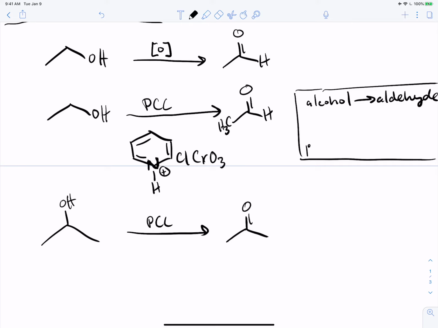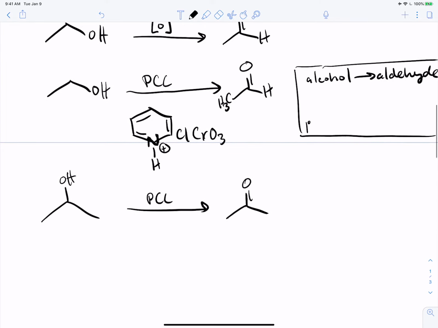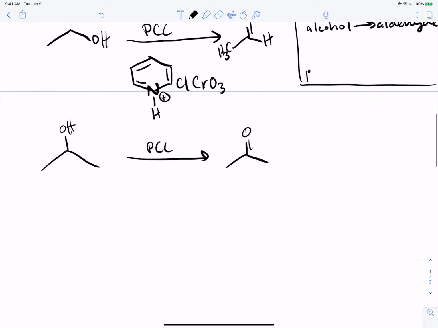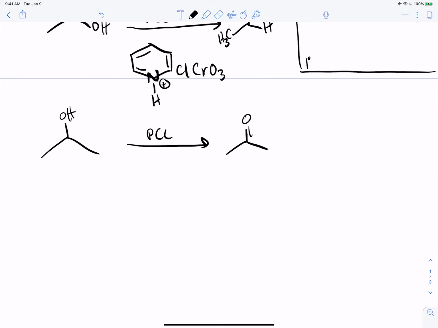PCC, again, this is a practical consideration that you're not worried about, but PCC is going to be more expensive than chromic acid. You're just going to want to use chromic acid. But if you like PCC, go for it. Use PCC on paper. I'm not going to include that in the flashcard deck, but you should know that it will oxidize it. Okay, so yeah, that's the oxidation part.